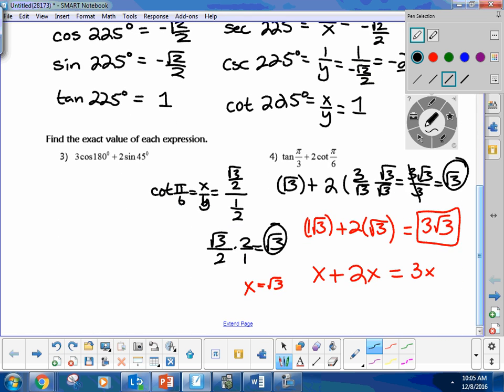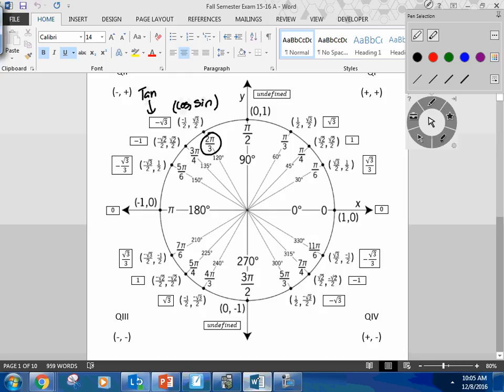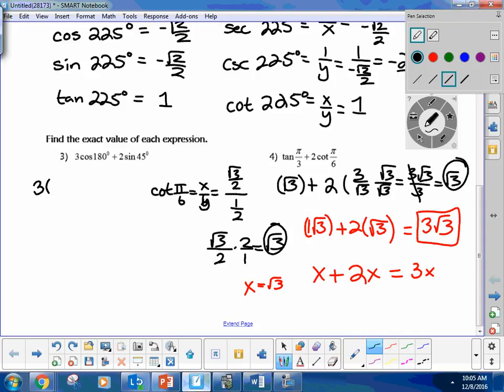Let's see, did I do all these? Yeah, I did number 2. Now let's work on 3. On 3, they're asking us for cosine of 180 degrees. This is where we bring out the unit circle. We look at 180, which is right here in this case. Go ahead and go to the right. And this is cosine. So I'm going to use negative 1. So let's write down negative 1.